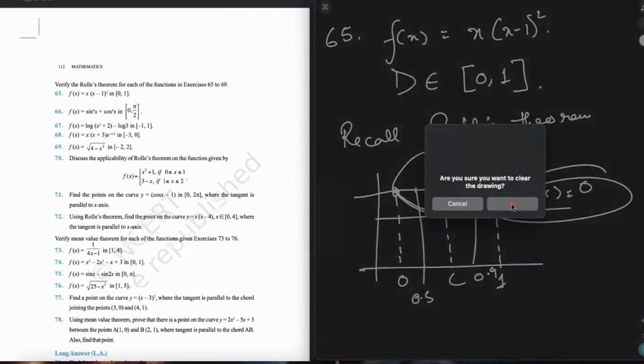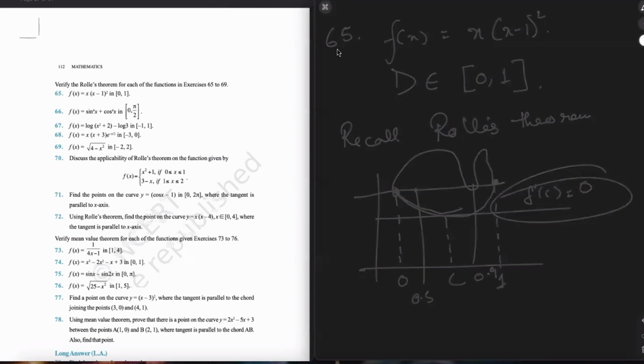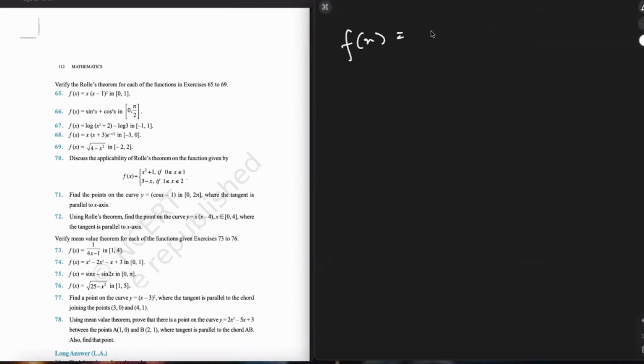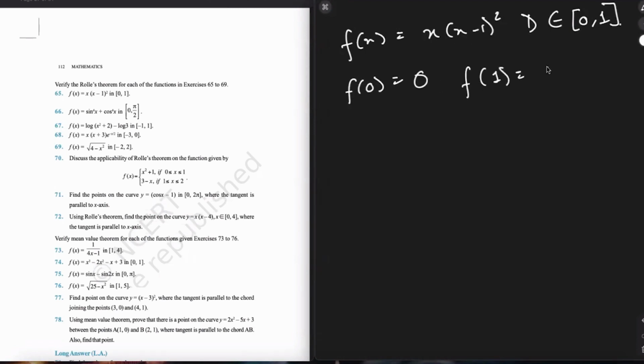So let's see how to do it. The question given to me was this: f(x) is equals to x into (x minus 1) the whole square, and the domain given is 0 to 1. Alright, simple enough. Now if I say that at 0 what is the value, so you can say 0. At f1 what is the value? Okay, 0. So you are getting the same two values. So if you can plot it, at x equal to 0, the value is 0. At x is equals to 1, the value is 0.